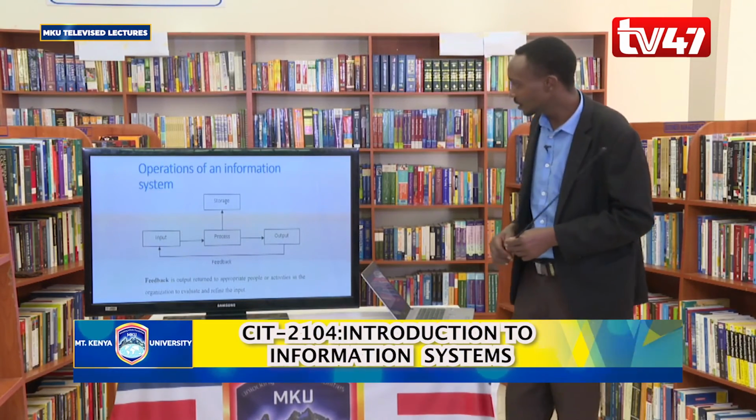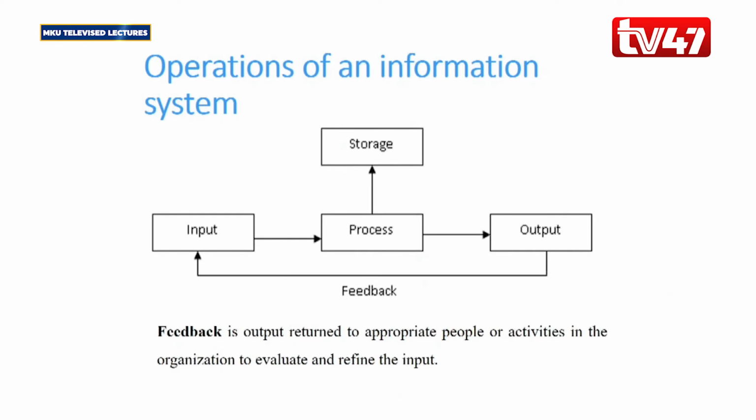Within this information system, there are common operations. These operations relate to the components that we have talked about: the hardware, the software, the procedures, the people, the network, the database, and so on. In summary, the operations relate to input, processing, storage, and output. And most importantly, we have a control mechanism that is called feedback. Feedback from output. This feedback is the output that is returned to the appropriate people or activities within the organization.